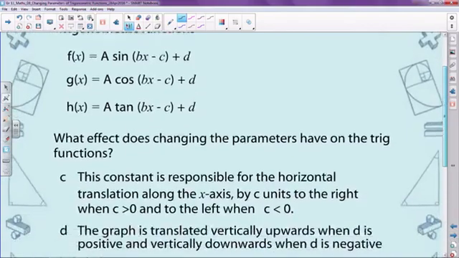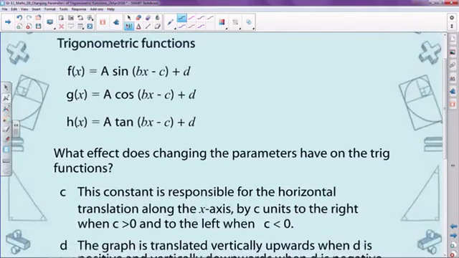Now, how about the constant c? C, the constant, is responsible for the horizontal translation along the x-axis, by c units to the right when c is greater than 0, and to the left when c is less than 0. Okay. All right.